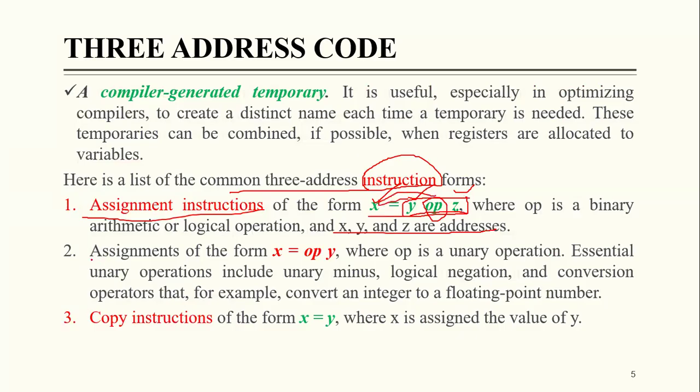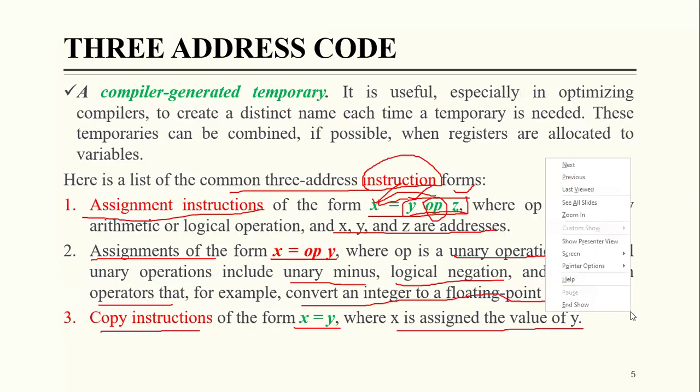The next type of assignment is x = op y, which is helpful for unary operations. Essential unary operations include unary minus, logical negation, and conversion operators, for example, converting an integer to a floating point number. And the next type of instruction is the copy instruction. The copy instruction will be in the form of x = y. So here x is assigned the value of y.